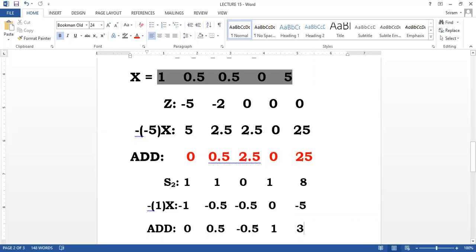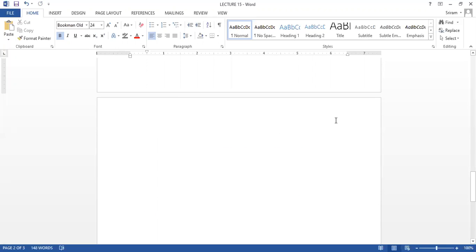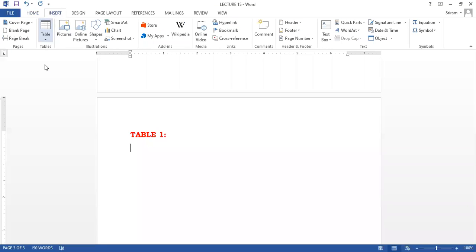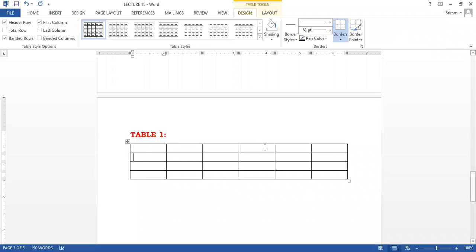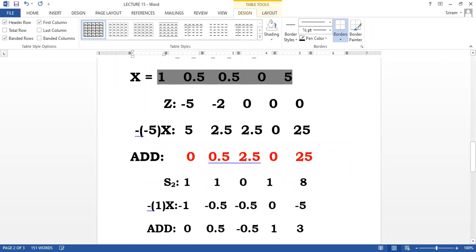Now using this, I am going to form the next table. I am going to take this table as table 1 and take the corresponding values. When we take the corresponding values, here we will have Z. Z will not change.